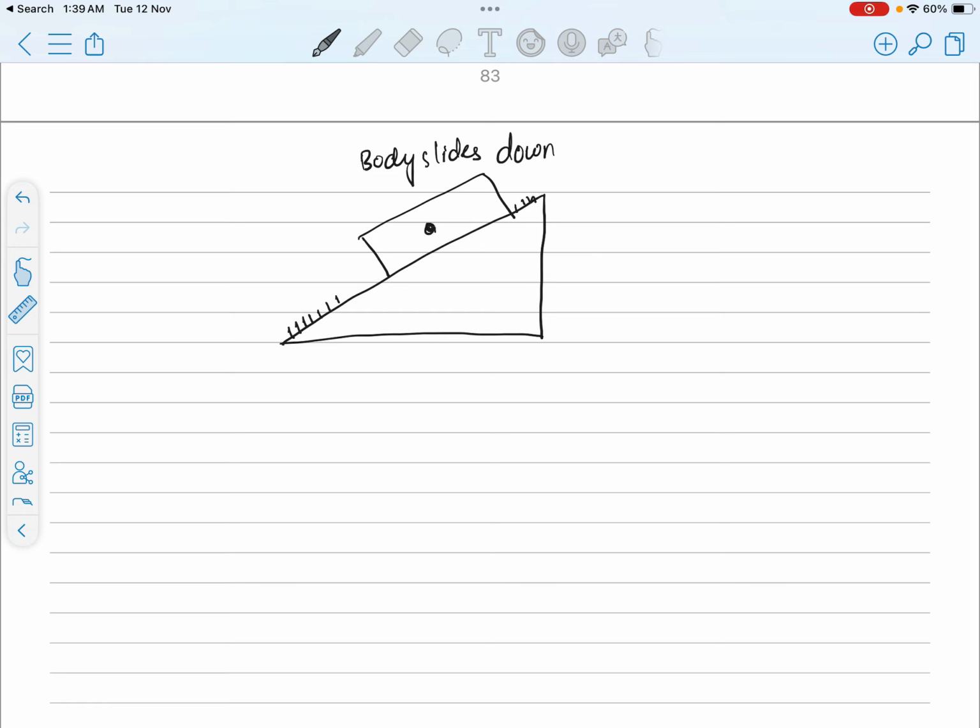Weight is still going to act downward. There is going to be mg cos theta and there is going to be the normal reaction force. This is mg sine of theta. This is also mg sine of theta.